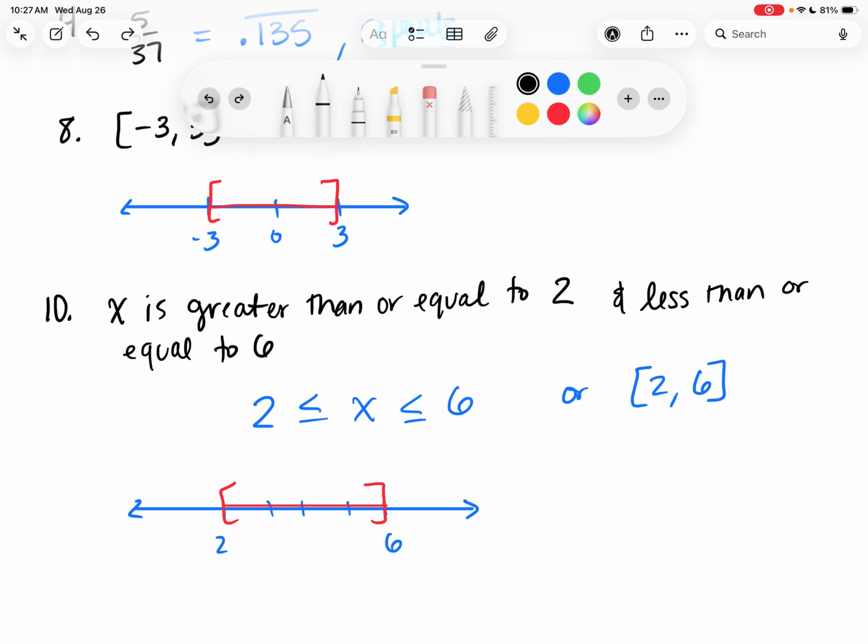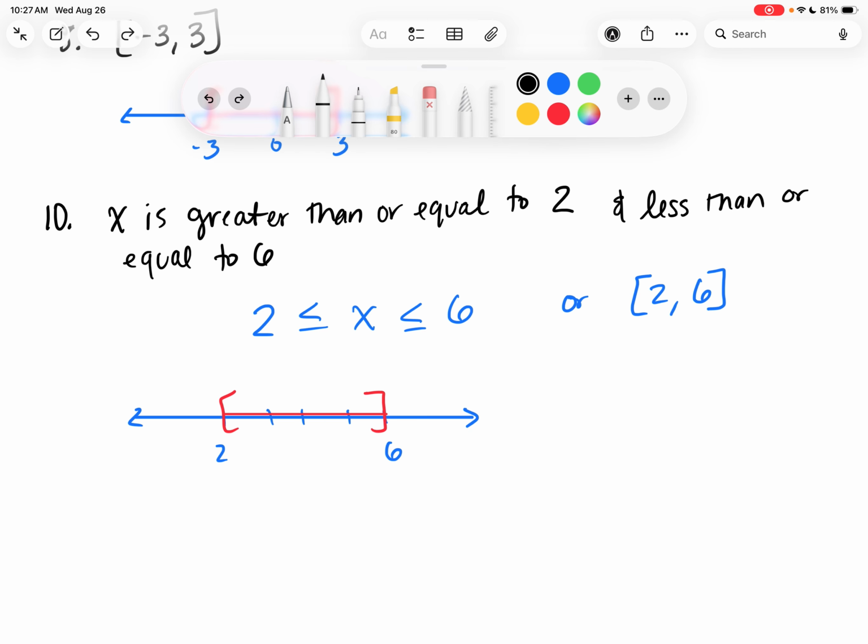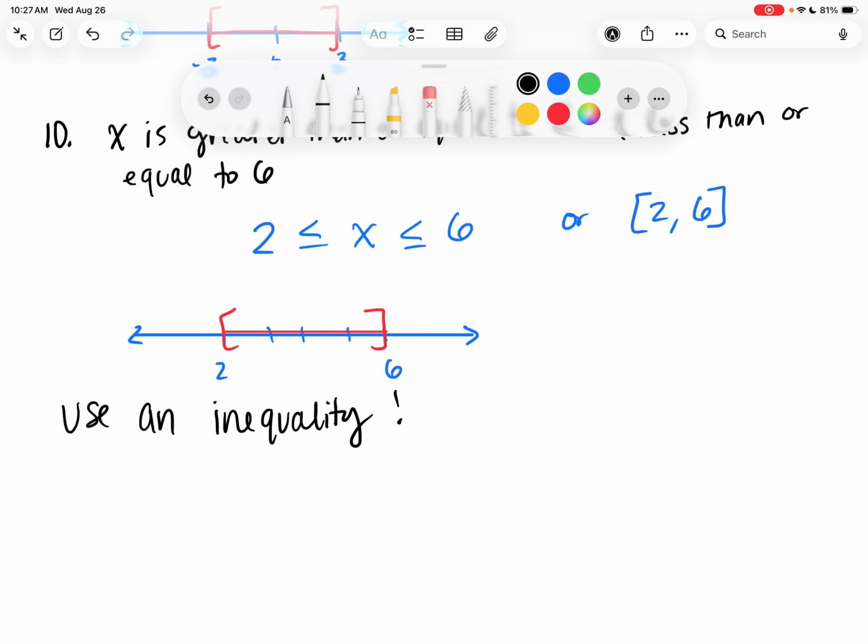Okay, the next one's use an inequality to describe the interval of real numbers. I'm going to note that here. So these next couple of problems, we're using an inequality. The ones after that, we'll be using interval notation. So number 12, negative infinity to 4. And 4 is included.